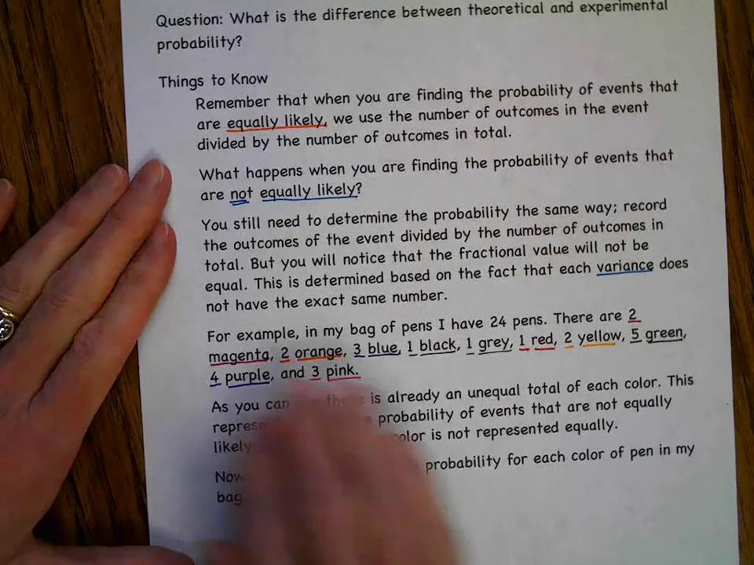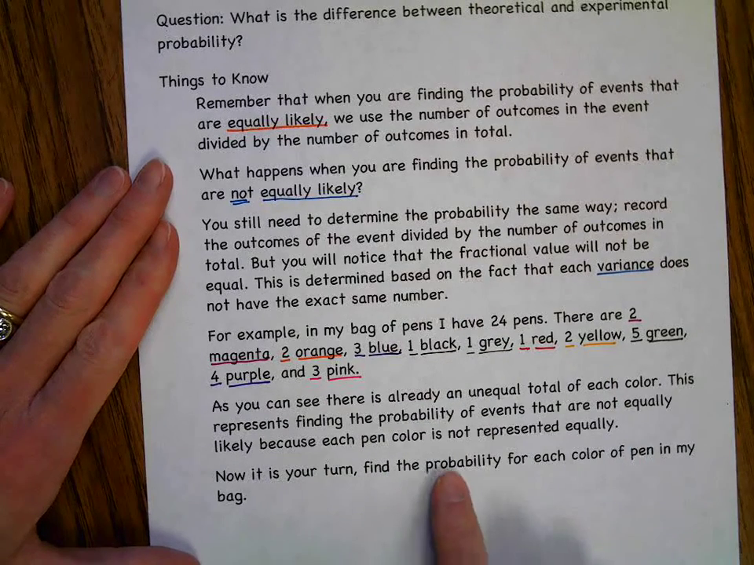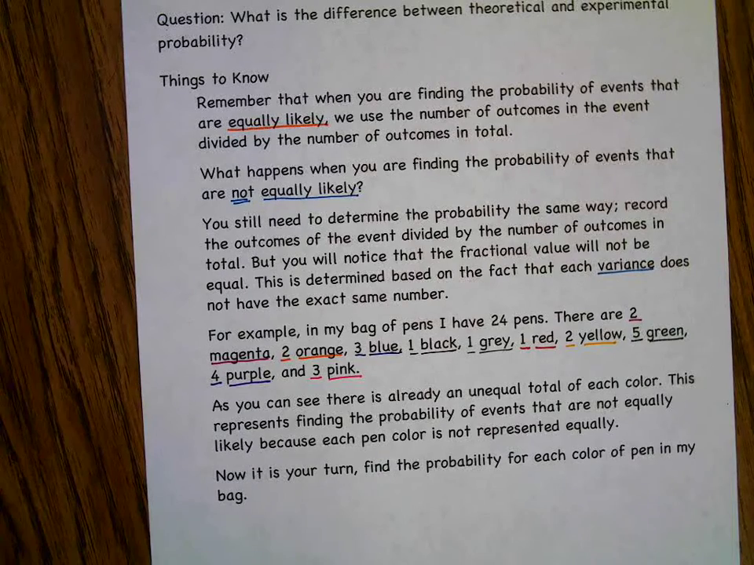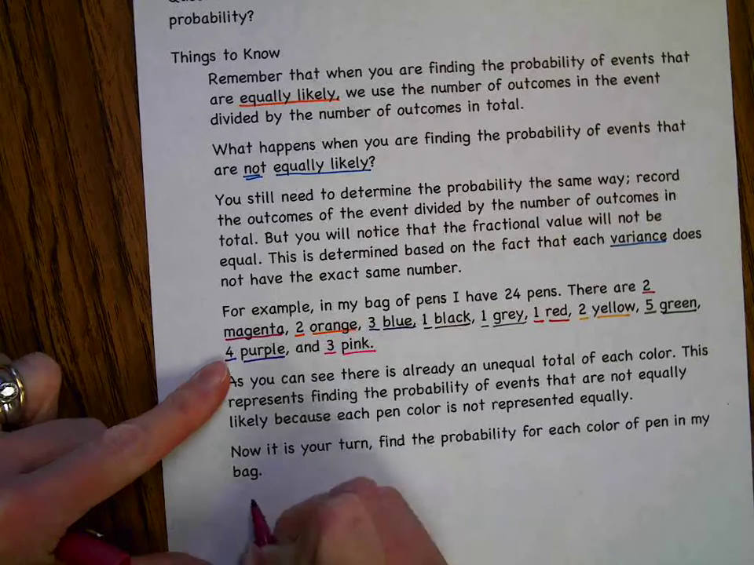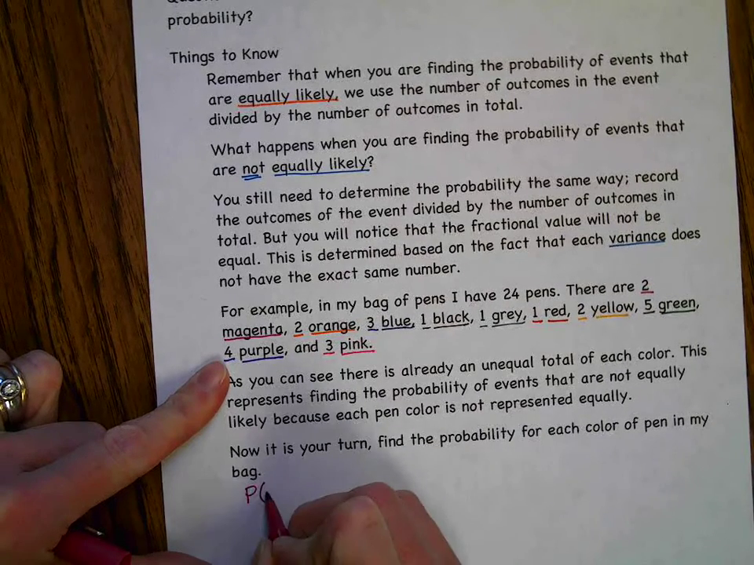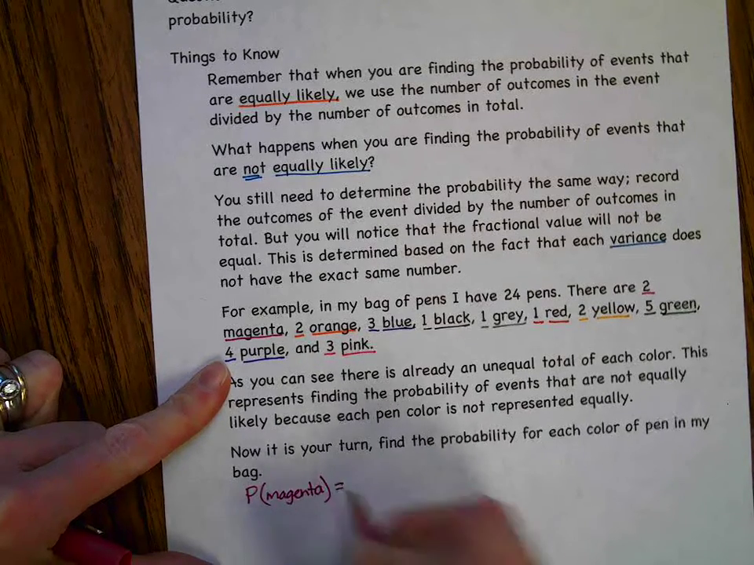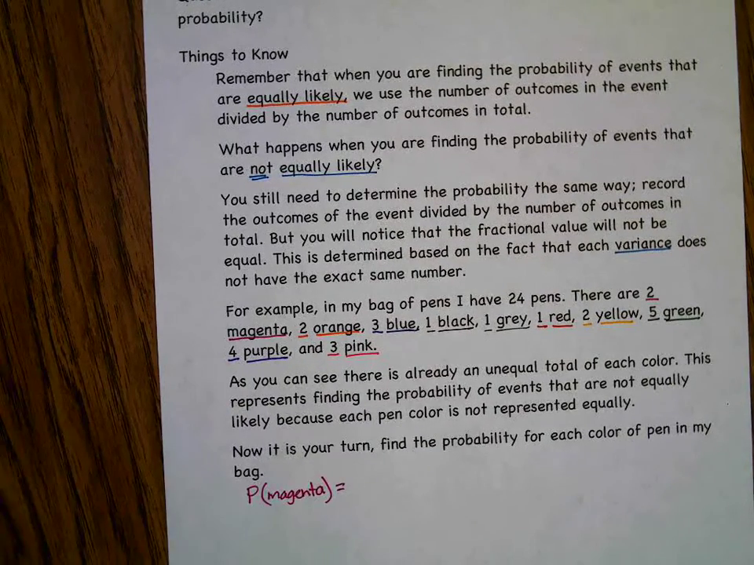So now it's your turn. What I would like you to do, using all of this information that I gave you up here, is find the probability of each color of pen in my bag. So I will help you set it up, but then I would like you to try to do it on your own. So the first setup that you're going to do is you're going to say, I'm going to find the probability of magenta. Okay, and you're going to tell me what that would be.